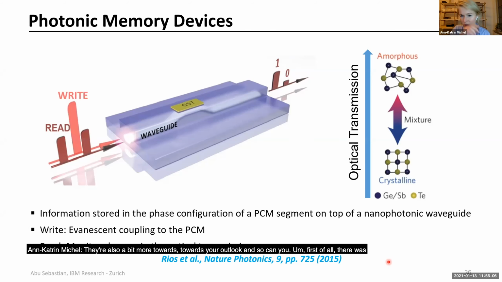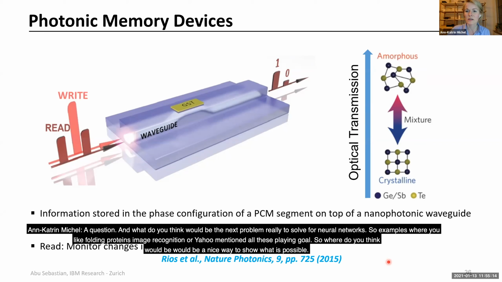They're also a bit more towards your outlook. So first of all, there was a question: what do you think would be the next problem really to solve for neural networks? So examples where you're folding proteins, image recognition, or you mentioned playing Go. Where do you think would be a nice way to show what is possible?